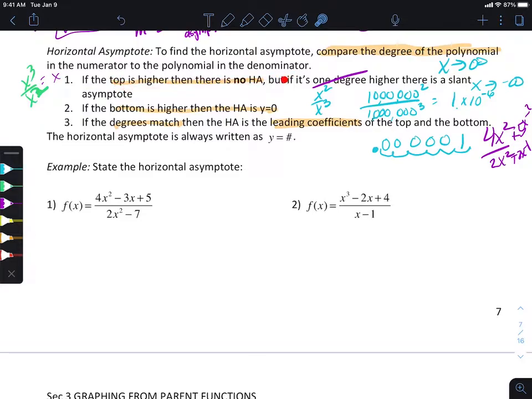So if the top is higher, there's no horizontal asymptote, but there is a slant. If the bottom is higher, then the horizontal asymptote is y equals 0. If the degrees match, then you take the ratio of the leading coefficients from the top and bottom. And then please remember that your horizontal asymptote you always have written as y equals a number.